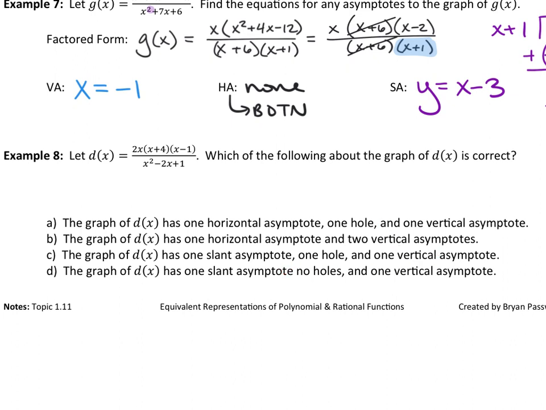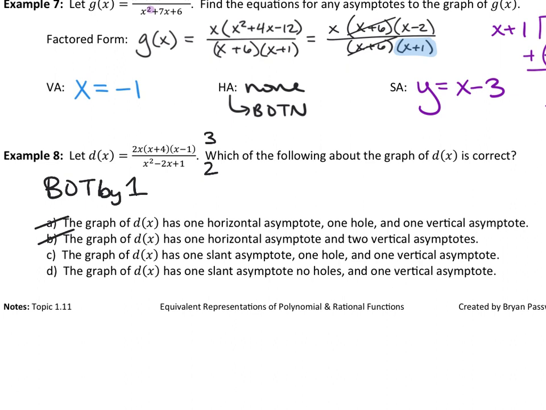So first things first, let's eliminate based on the end behavior. What's the degree of the numerator? It would end up being 3, and the degree of the denominator is 2. That's bigger on top, specifically bigger on top by 1. So it will not have a horizontal asymptote. So A and B are gone since they talk about horizontal asymptotes, but it will have a slant asymptote.